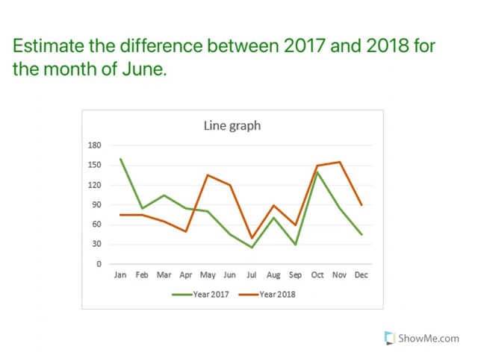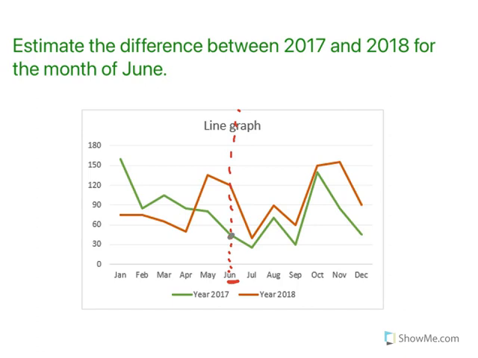Estimate the difference between 2017 and 2018 for the month of June. Okay, we can do this. So here's June. So first of all, let's get ourselves a vertical line, right? We're guessing, and these are estimates. So now, what are the values?